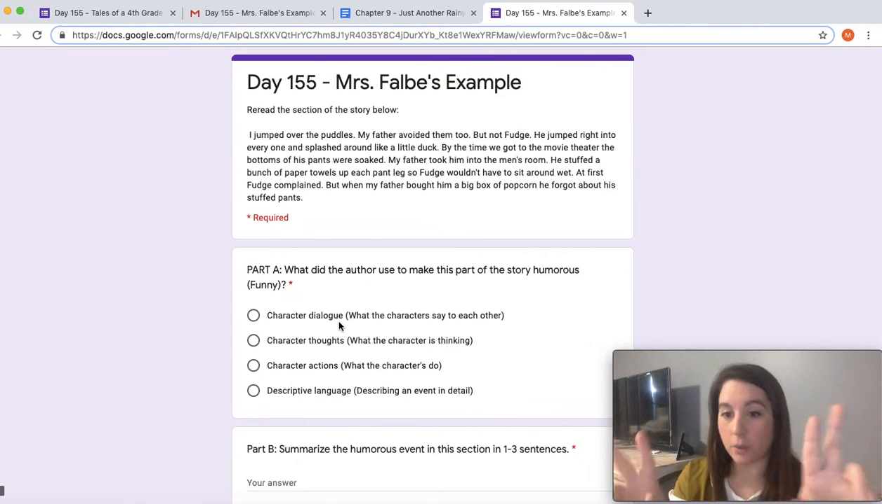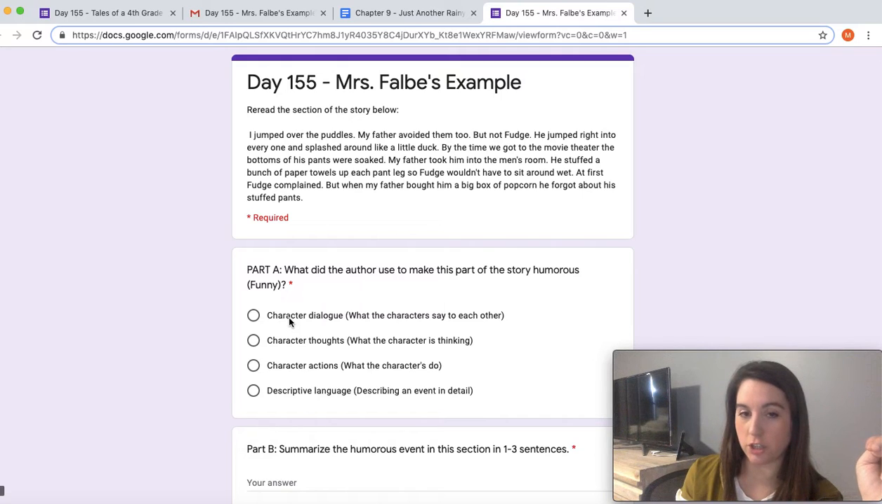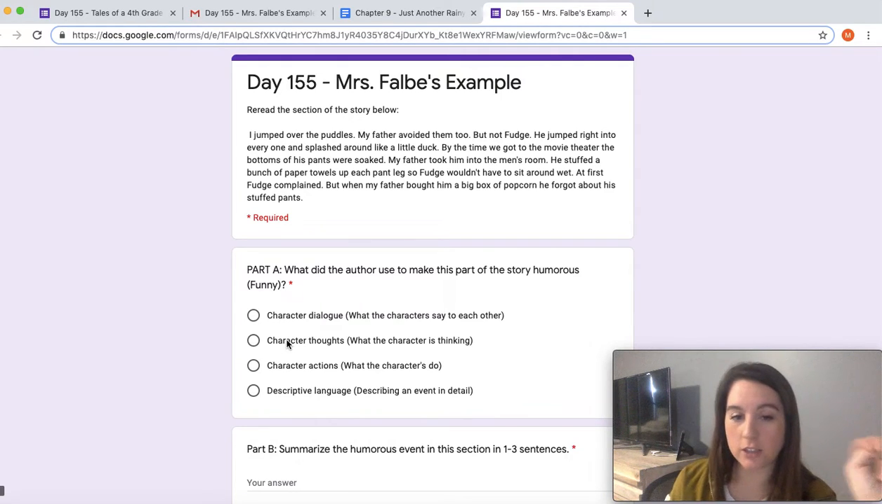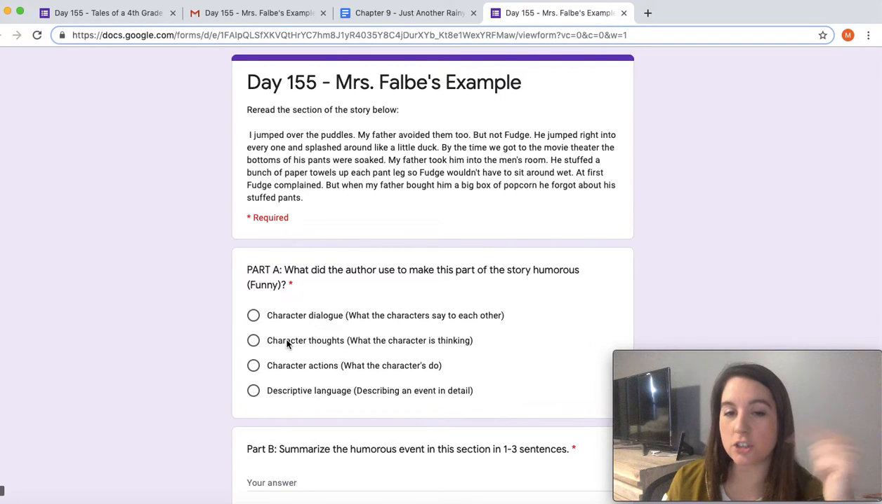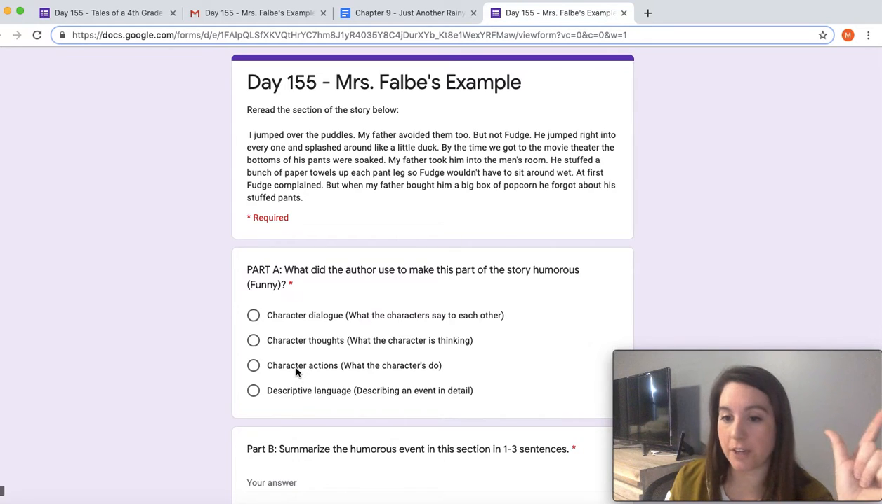Character dialogue always has quotation marks around it. There's no character dialogue in this part, so I know it's not two characters talking to each other. Character thoughts, what the character is thinking. This isn't showing me his inner thoughts. This is just showing me that he's explaining what's happening. Right now, Peter is just explaining what happened in the story, so it's not his thoughts. Character actions, kind of, because the actions of his father and of Fudge are pretty funny, right?